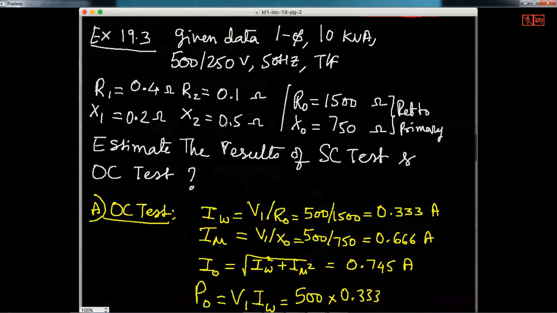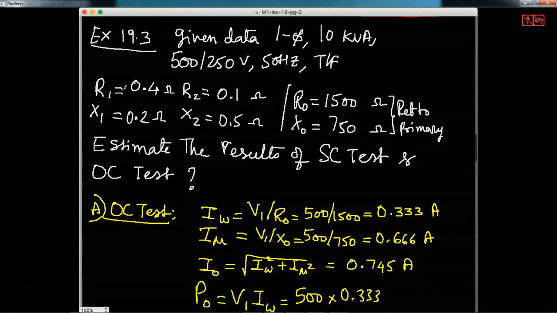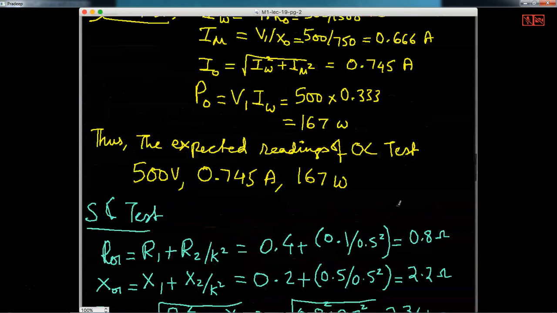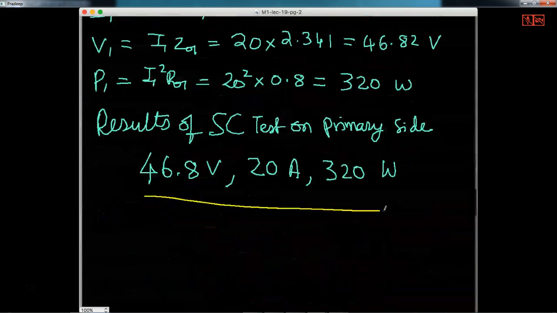this is the reverse actually. Given the parameters, we have tried to estimate the results of the OC test and SC test. So this is the reverse way. So this also we have done. So results of SC test is here, and whereas the results of OC test is here. So this way we are able to do that.